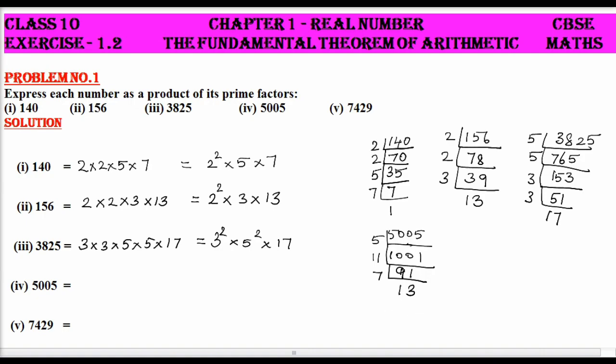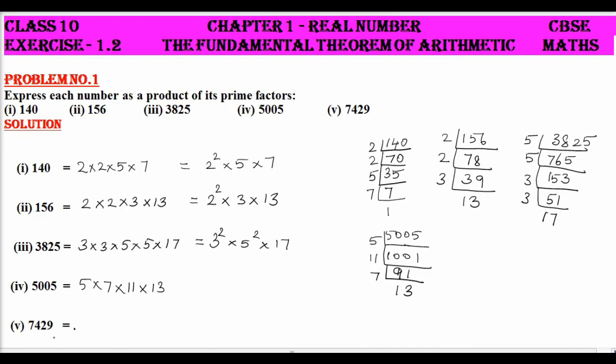Okay, now I have factored 5005 as 5 into 7 into 11 into 13. None of the factors is repeated, so I need not express them as powers. I will simply leave it as it is. So this is the prime factorization of 5005.